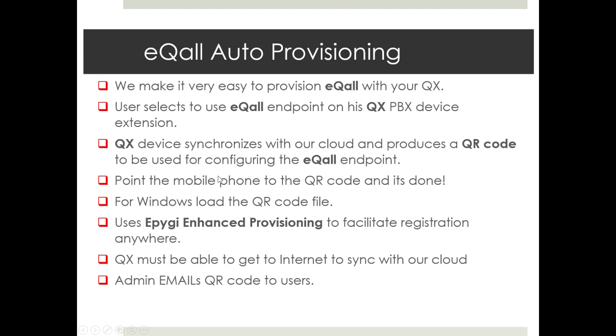eQall auto provisioning. We make it very easy to provision eQall, as you'll see. The user just selects to use the eQall endpoint on the QX device, and then the QX device will synchronize with our cloud and produce a QR code that'll be used for configuring the eQall endpoint. For your smartphones, you just point the mobile phone to the QR code, and that's it. It's done. It's configured automatically, ready to go. For the Windows eQall devices, you'll load the QR code with a file.